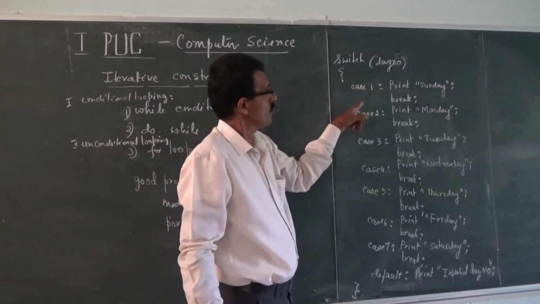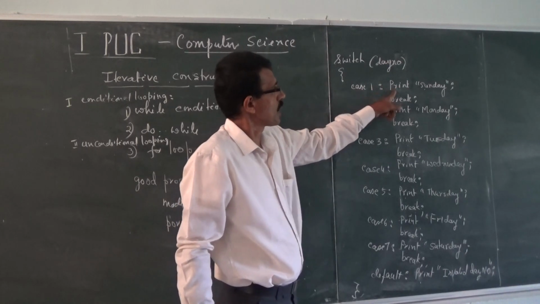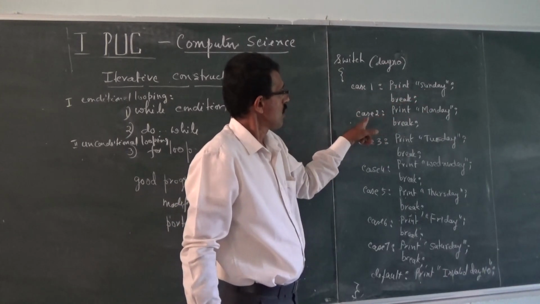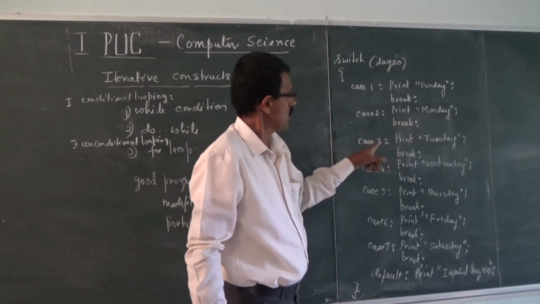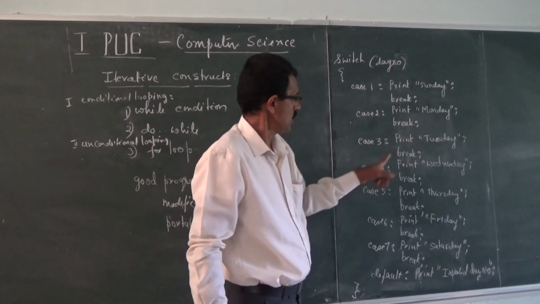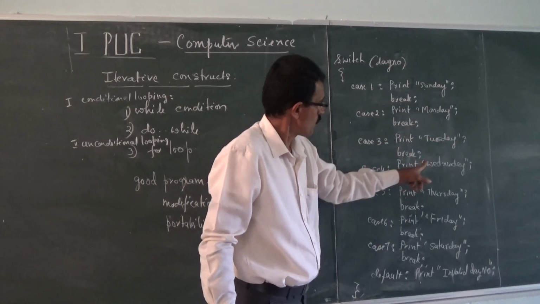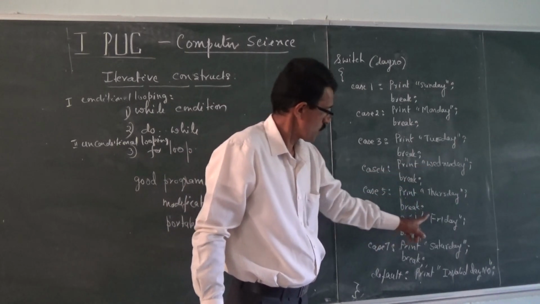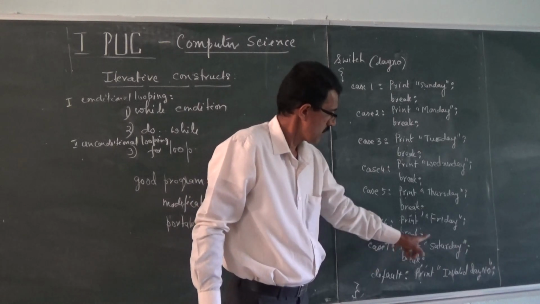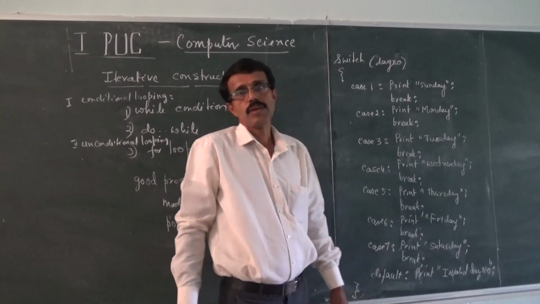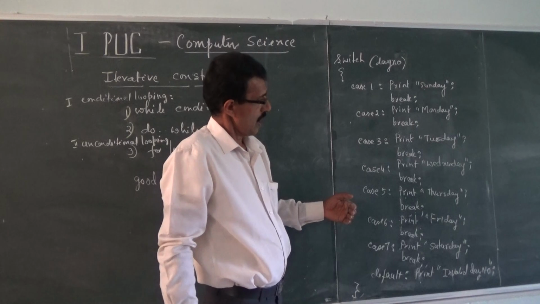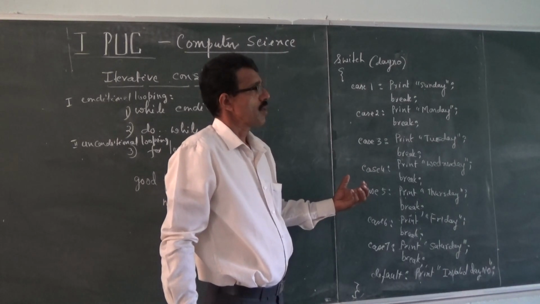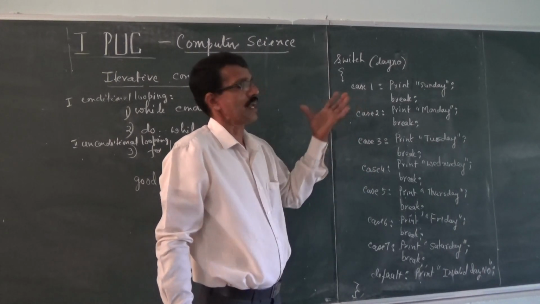Switch day number. Case 1 print Sunday. Case 2 print Monday. Case 3 Tuesday. Case 4 Wednesday. Case 5 Thursday. Case 6 Friday. Case 7 is for Saturday. But here you can identify what type of selection is made.